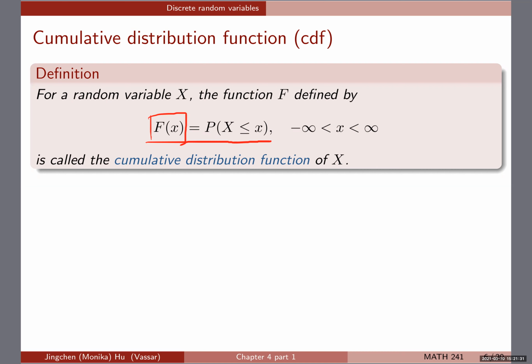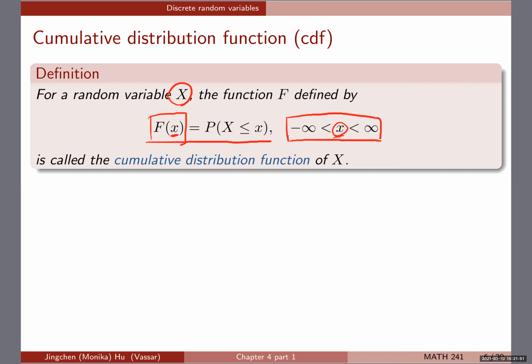Notice that the random variable is capital X. We have a small x over here, which is actually just any value on the real line. It is not a random variable. The small x is not a random variable, only the capital X is a random variable. Here the small x is just a value on the real line.